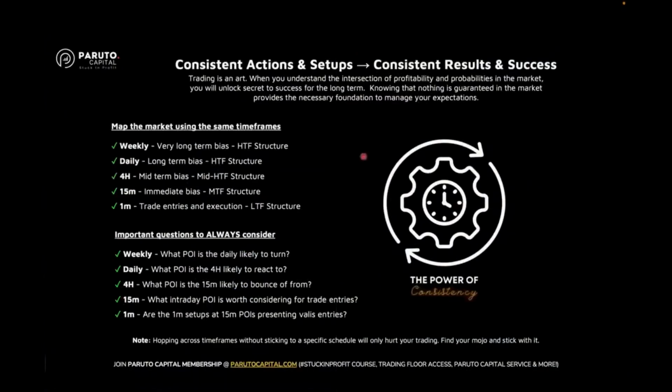Okay. All right. So yeah, I want to believe you actually draw a ton of lessons from the walkthrough. Now the most important thing you have to draw from this is this: consistent actions, consistent setups, will lead to consistent results and success. Trading is an art, right? And you have to understand the intersection of profitability and probabilities in the market. From the trade I took, you saw that the first setup ended up as a loss, but the second one gave us a win, right? So you must understand that if you map the market correctly, the same way every single time, right, eventually your edge is going to play out, and then you would have success, right?